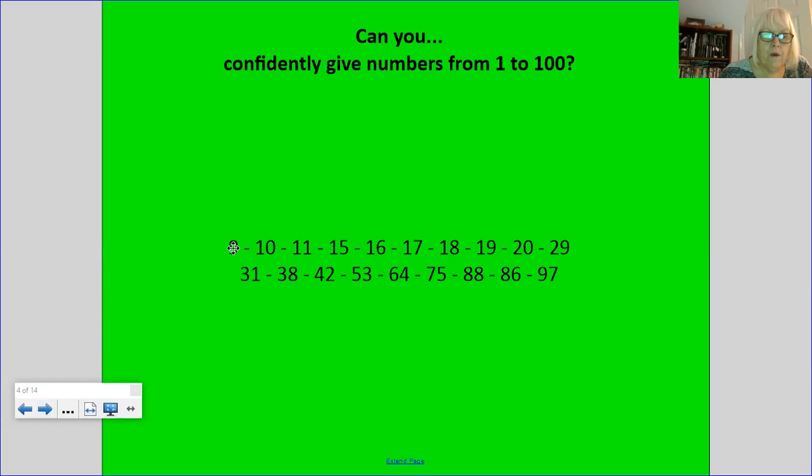And tenemos 9, 10, 11, 15, 16, 17, 18, 19, 20, 29, 31, 38, 42, 53, 64, 75, 88, 86, 97.